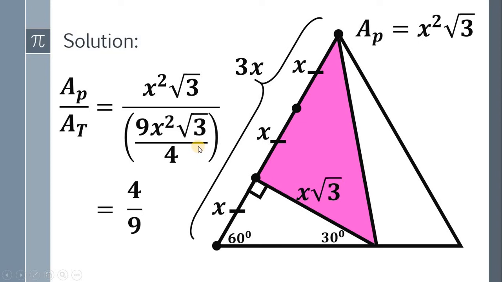Therefore, what fraction of this equilateral triangle is shaded pink? And our answer is 4 over 9. And we're done. This is our first solution. So let's move on to our second solution.